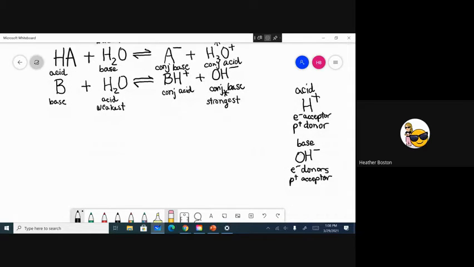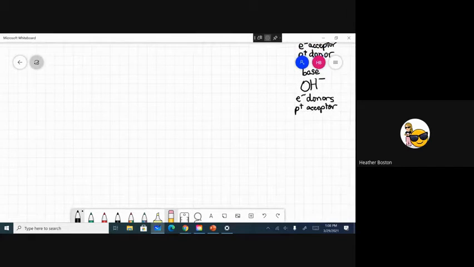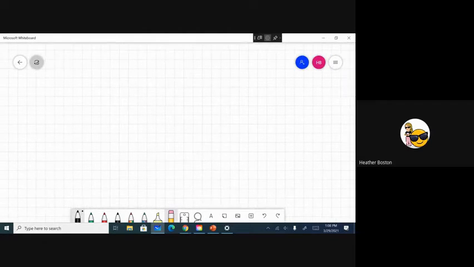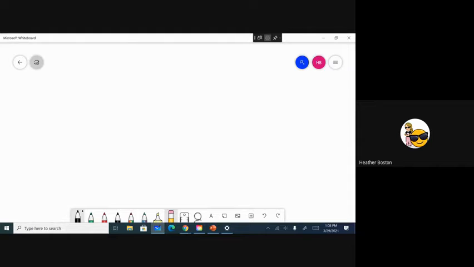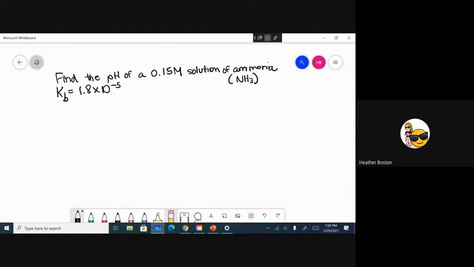So let's do some example problems with bases. We're going to do weak base problems now. Remember, there's a couple videos of weak acid problems if you need to remind yourself how to do it. So a problem might look like this. Now, if they did not give you the KB, you can look that up. So we went over acid dissociation constant. Now let's go over base dissociation constant. It's a similar concept. They are related to each other.